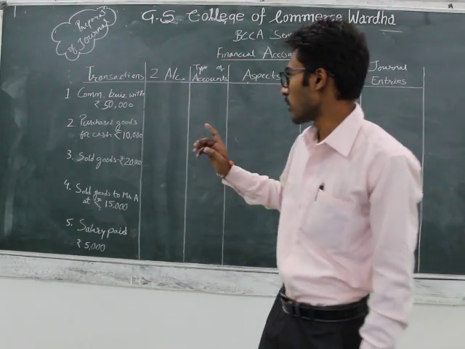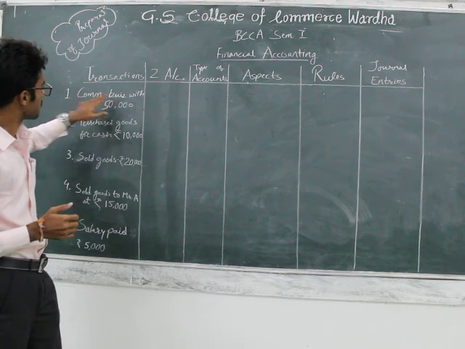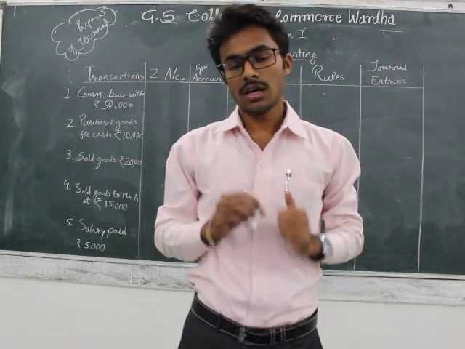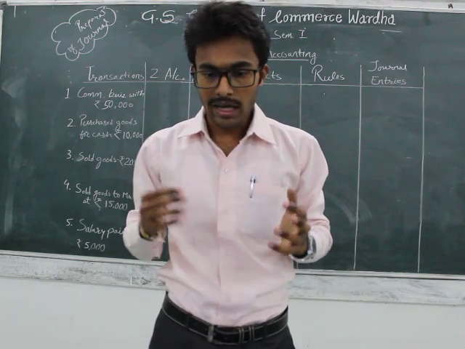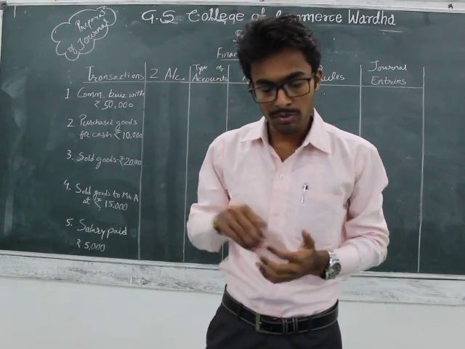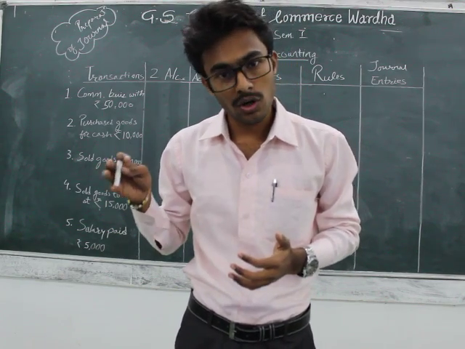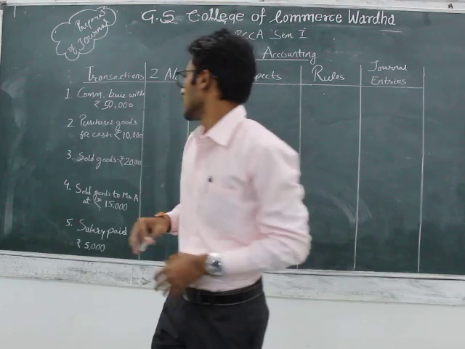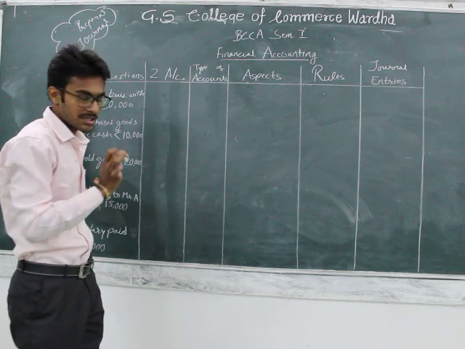Let's start with point 1, that is transaction number 1. Commenced business with rupees 50,000. Here you have commenced business with rupees 50,000. You have to get capital. What is capital? Capital is the amount of money which you have taken into business to start business, to give a proper flow to the business, to put money in your business, to run the business in a proper manner. This is all about capital. So this transaction is of bringing capital to the business.